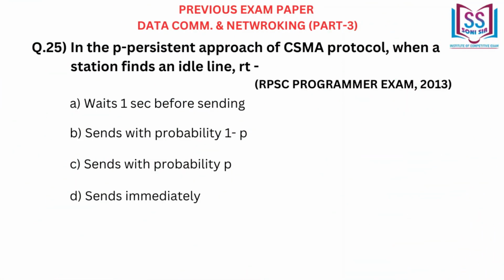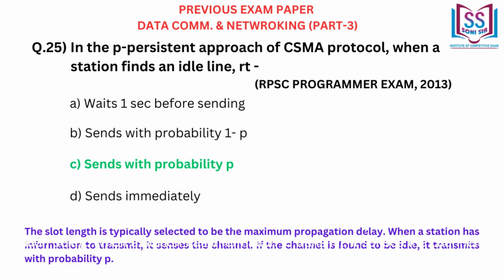In the P-persistent approach of CSMA protocol, when a station finds an idle line, it A. Waits 1 second before sending. B. Sends with probability 1 minus P. C. Sends with probability P. D. Sends immediately. Correct answer C. Sends with probability P. The slot length is typically selected to be the maximum propagation delay. When a station has information to transmit, it senses the channel. If the channel is found to be idle, it transmits with probability P.